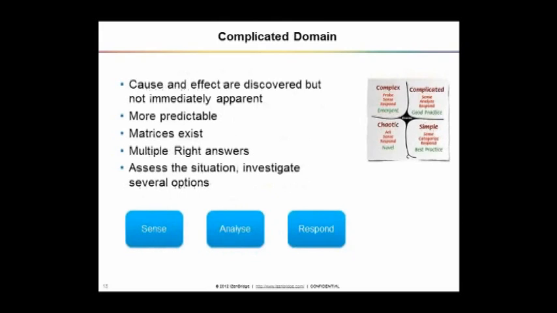Complicated domain, it is predictable. It is more predictable. The complex system is not predictable. The previous one was not predictable because you don't have a cause and effect relationship defined, but complicated systems are predictable. You do have metrics available. You do have control limits available. You do have baseline data. You do know how your productivity or performance are for this type of work.